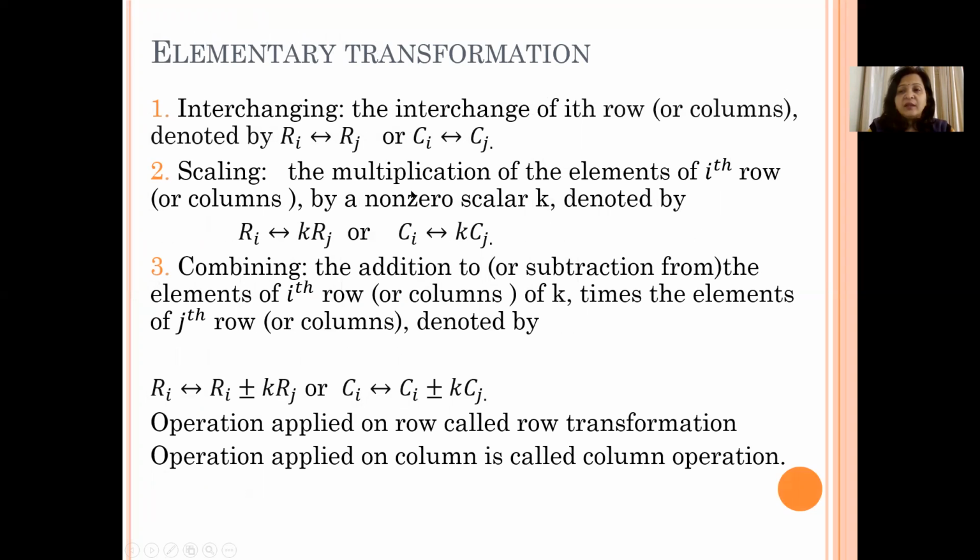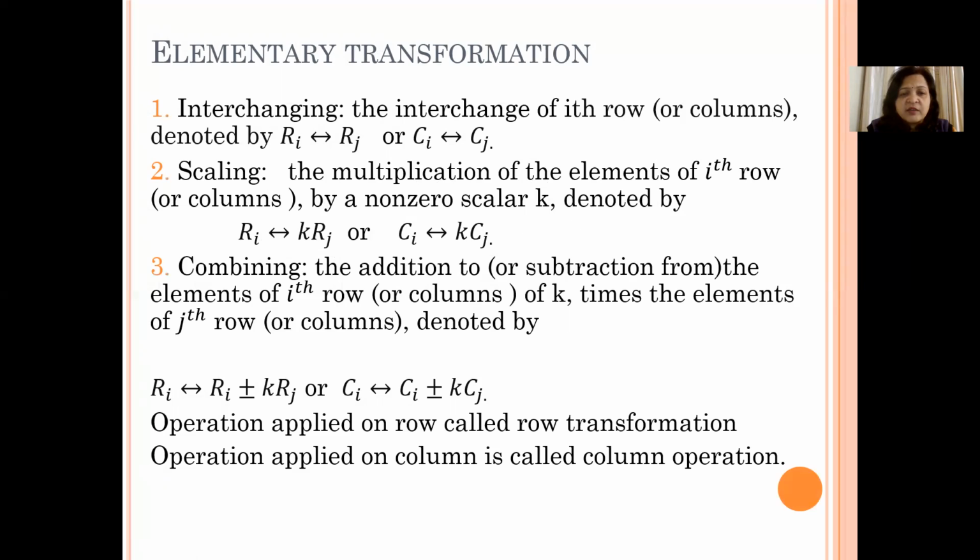Now we can obtain the rank of matrix by elementary transformation. And what is the elementary transformation? First elementary transformation is the interchange of ith row or ith column by jth row or jth column. It means we can interchange any two rows with each other, or any two columns with each other. Next is scaling. It means the multiplication of the elements of ith row by a non-zero scalar k, and that is denoted by Ri is changed to k of Ri.